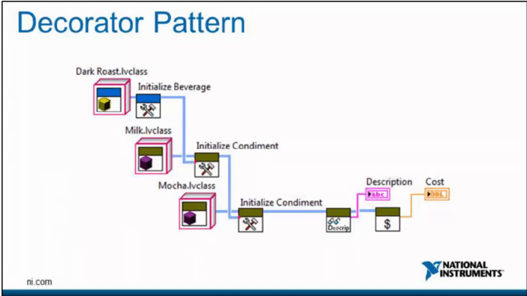So talking to this specifically, you start with a dark roast, and there's a condiment class, and then their child classes Milk and Mocha, and they get decorated into the class private data.